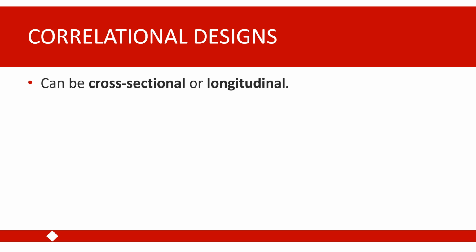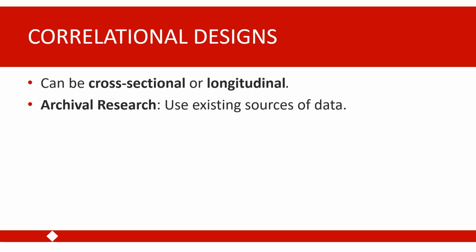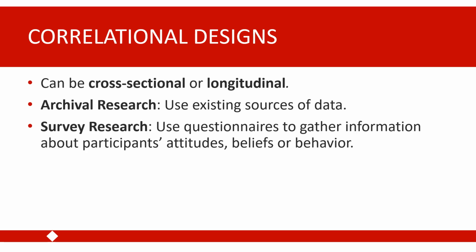We can also differentiate among different kinds of correlational designs based on the source of our data. So sometimes we might be using already existing data to look at associations among variables. And we call this kind of research archival research. So in archival research, we are using existing sources of data to generate the data that we use to look at how different variables are associated with one another. A really common kind of correlational design is survey research. And in survey research, we are using questionnaires to gather the information about the variables that we are interested in.